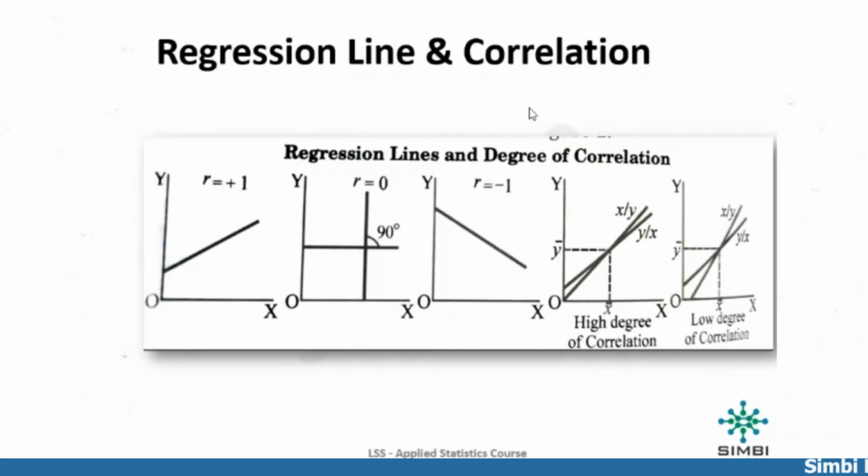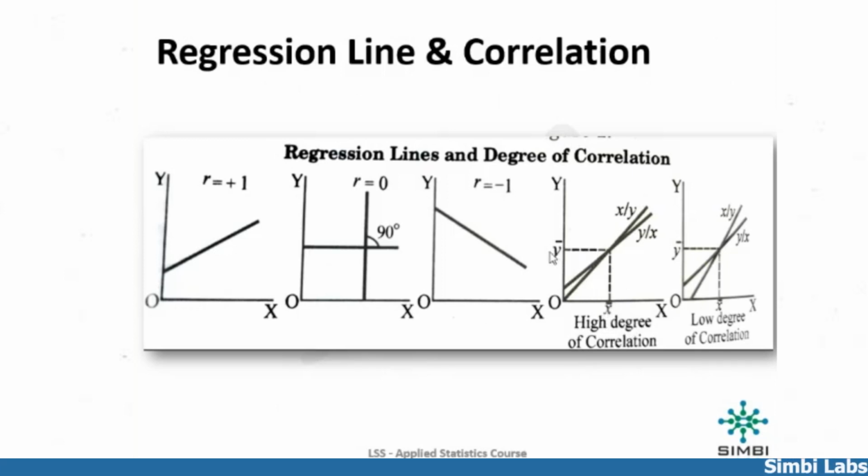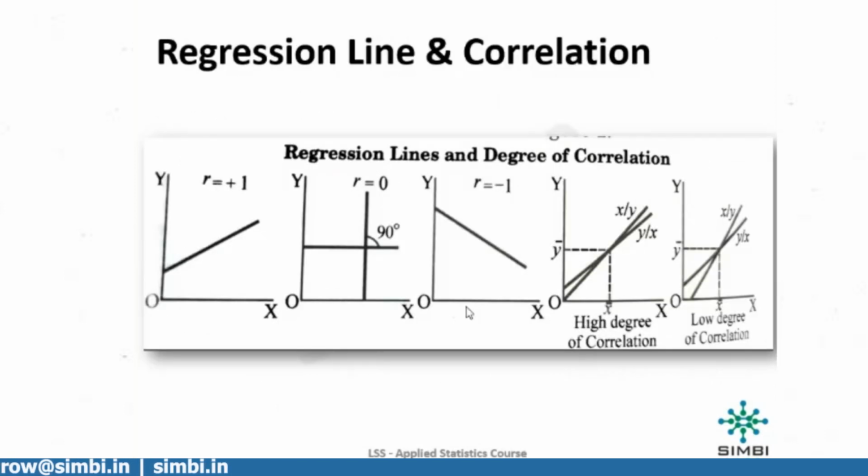Here you can see the regression lines on the degree of correlation between x values and y values. If there is no correlation, it means r equals 0, and if there is a high degree of correlation, we can see it with the mean values of x bar and y bar. A low degree of correlation we can see here with the mean values. This is the low degree of correlation. So like that we can find the regression line in the correlation by using the formula.